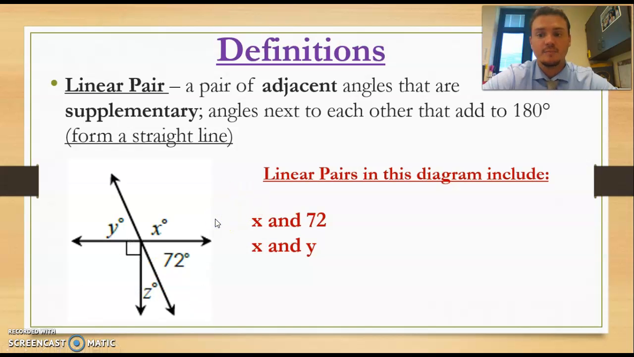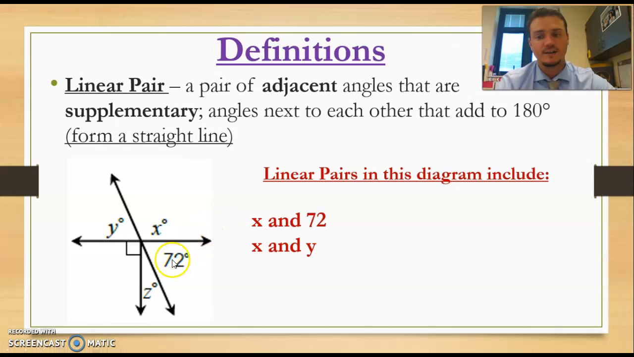So a linear pair is kind of similar to supplementary, where we're looking at adjacent angles that are supplementary. So that's the difference with the linear pair, is that we need them to be adjacent angles that are supplementary. So here, X and Y are a linear pair because they form this line and they would add up to 180 degrees. And X and 72 would be a linear pair because they're adjacent angles and they add up to 180 because they help form this straight line here. So linear pairs form a straight line, they add to 180 degrees.